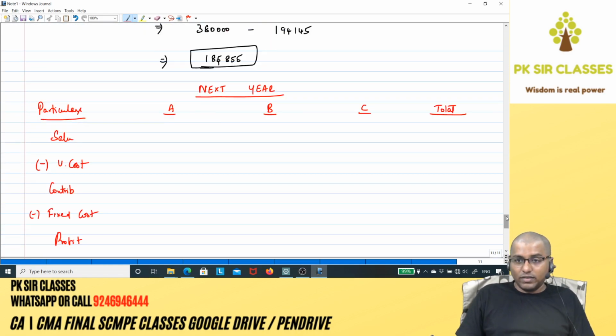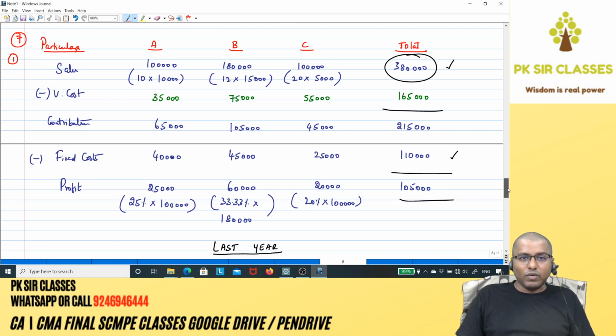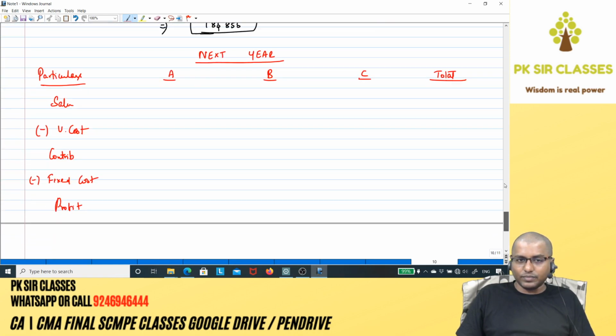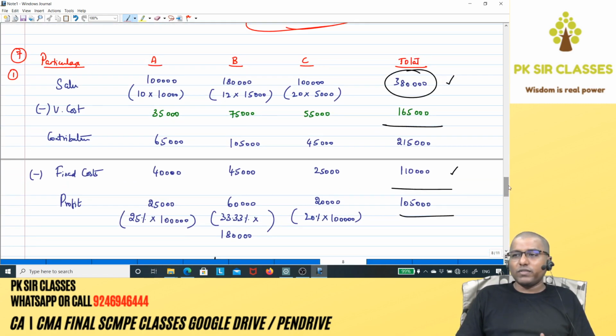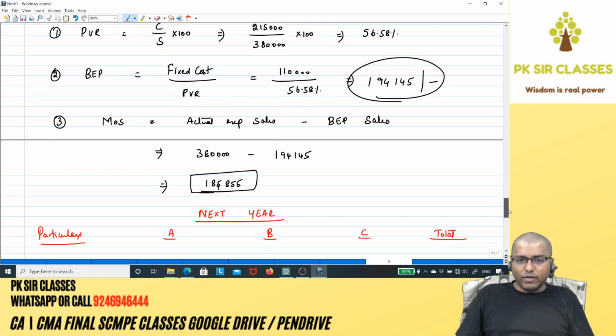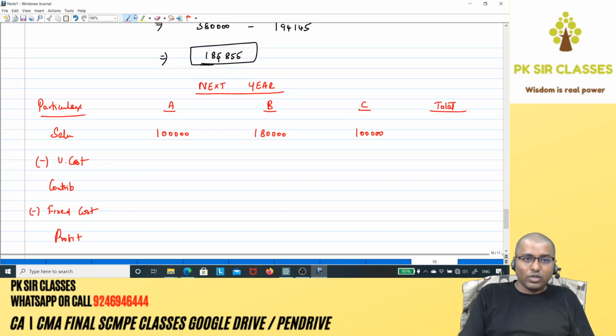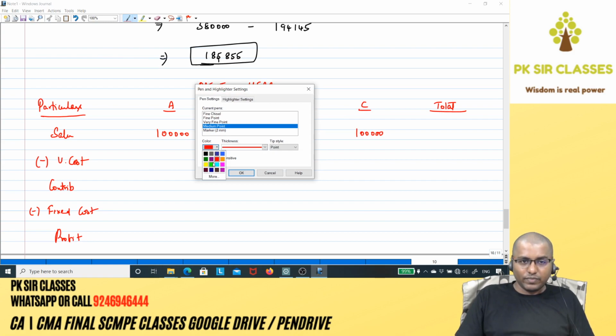Now sales, yeah, we need to copy paste. Here it is. 1 lakh, 1 lakh 80, 1 lakh. Because he said there will be no change in fixed cost, selling price and units to be produced and sold. So which means this 10,000, 15,000, 5,000 units will be same. The selling price of 10, 12, 20 also will be same because it has been clearly given in the question. Therefore, I've copy pasted. Now from that, I need to reduce variable cost. Now variable cost will change. It will increase by 10%. Let's do that.